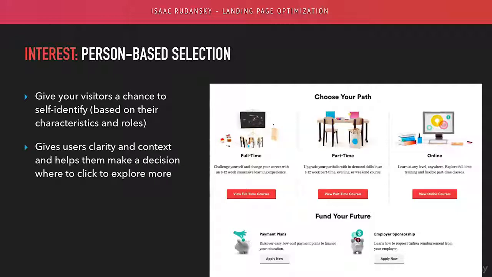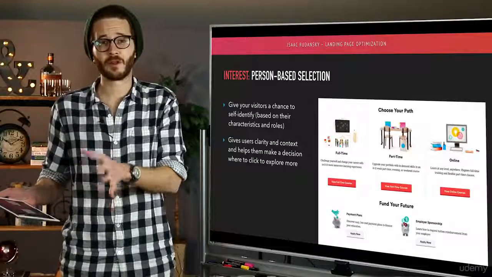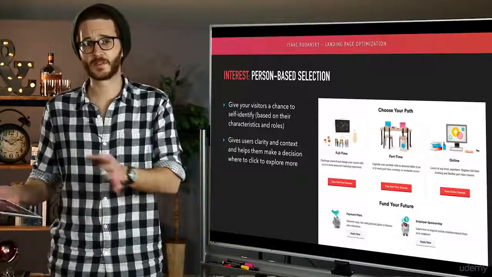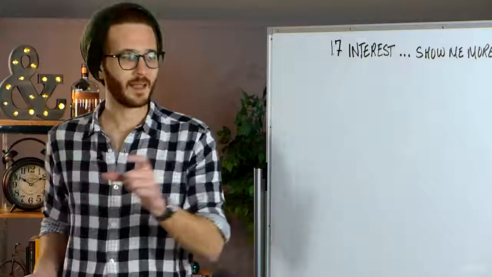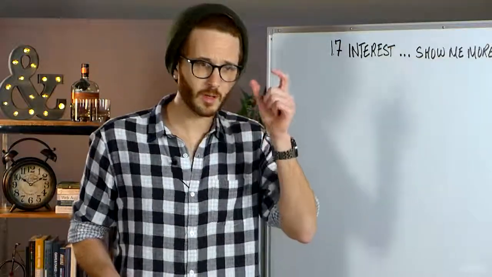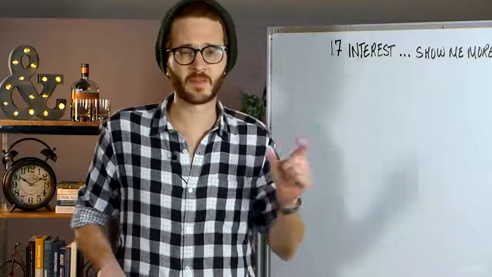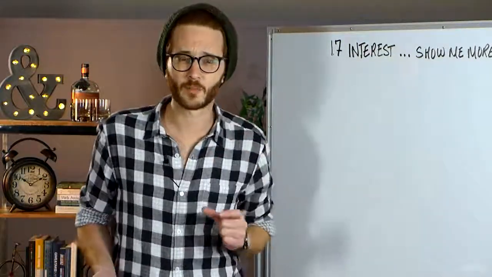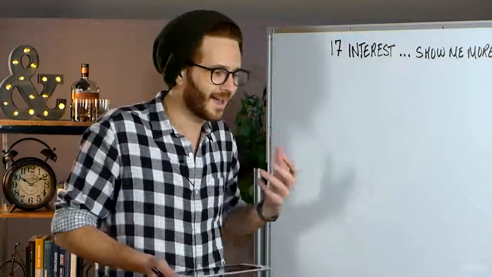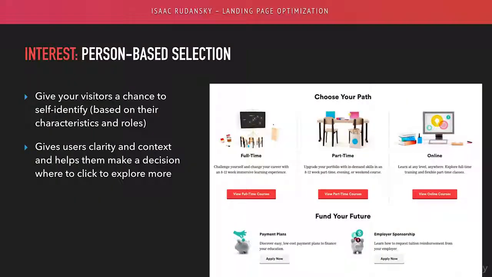Another advantage of the person-based selection method, it gives users clarity and context that helps them make a decision faster. We're going to talk in a second about needs-based selection methods, or needs-based self-selection, but a person's needs are more fleeting. Even in a person's own consciousness, their specific needs at any given time are less concrete in their mind than who I identify as a person, how I identify based on my own individual characteristics.